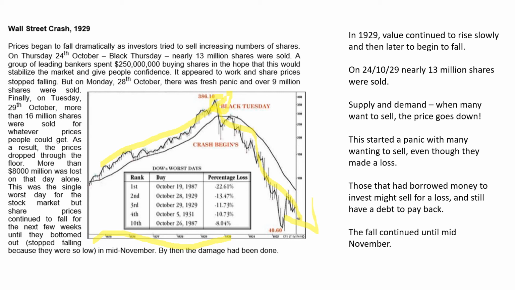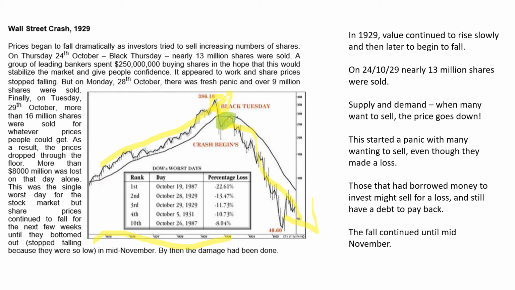By spending $250 million in one day buying shares, the bank tried to prove to people that the economy was stable, that people could trust it, that there was no need to sell their shares because if the economy was in danger, the banks would not spend so much money buying shares. It appeared to work, and the share prices stopped falling. So this would be this point here.